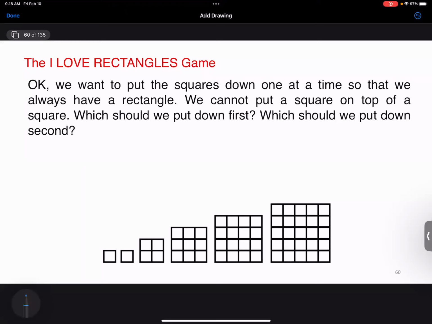It's got to be a rectangle at every moment, but now you have two one by one pieces. And so let me give you guys another one by one piece. You can start with whatever you want. So if we start with the one by one? Yes.